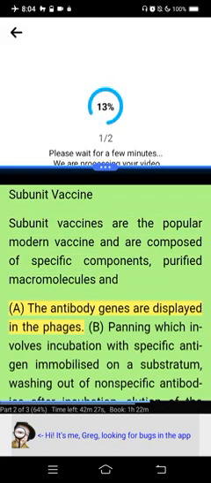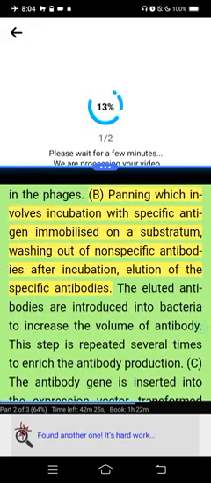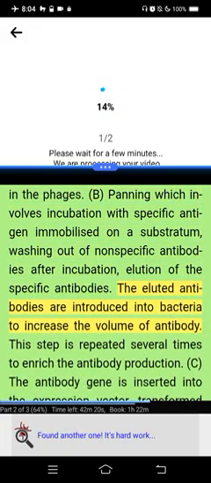A. The antibody genes are displayed in the phages. B. Panning, which involves incubation with specific antigen immobilized on a substratum, washing out of non-specific antibodies after incubation, and elution of the specific antibodies. The eluted antibodies are introduced into bacteria to increase the volume of antibody. This step is repeated several times to enrich the antibody production.